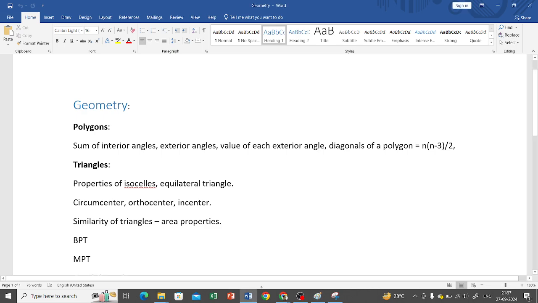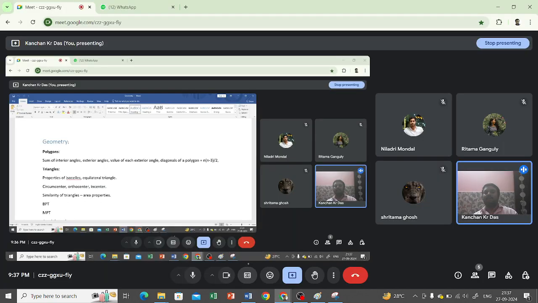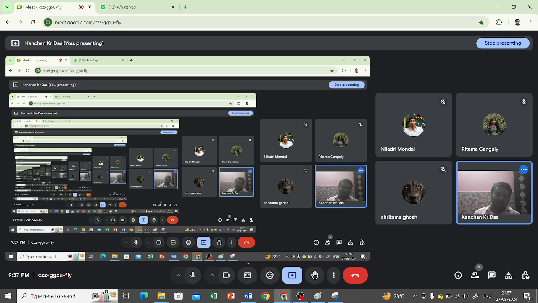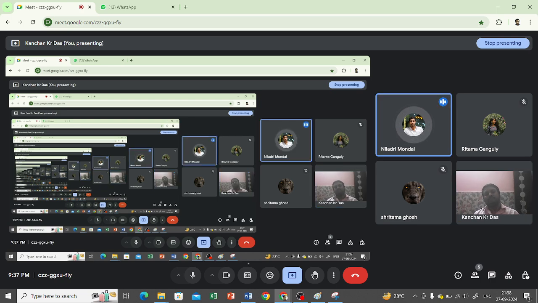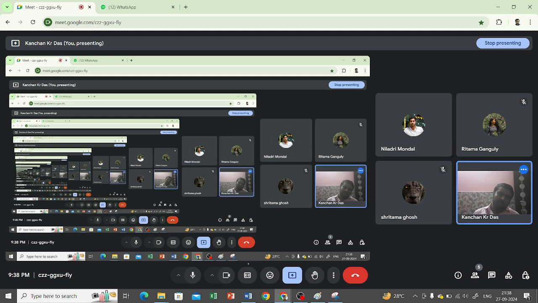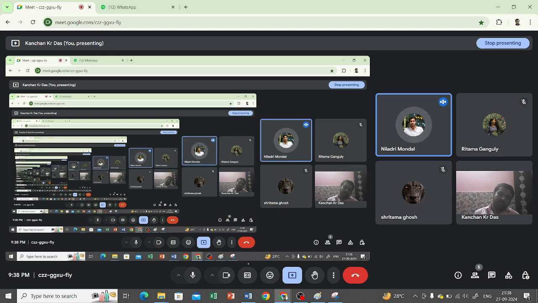Geometry. Okay, so first of all we will deal with polygon. So I'll tell you the difference. Anybody can tell me the difference between geometry and mensuration? Like in which type of cases do we use mensuration and which type of cases do we say geometry? Anybody? Mensuration is when we find the appropriate value of some given figures. Suppose finding the area, perimeter, or volume. In geometry, we actually find the angles.